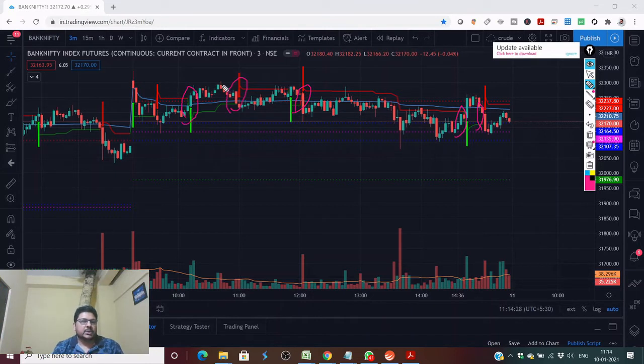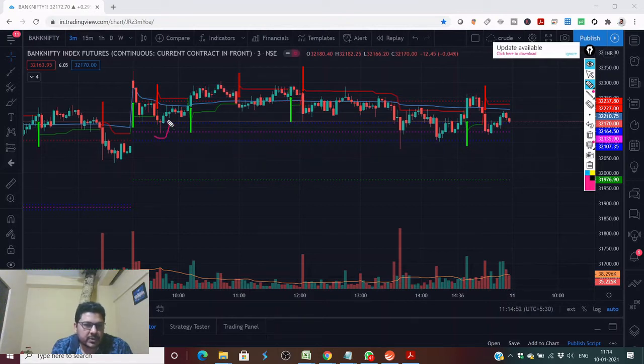Whenever there is a crossover happening more than 1 to 3 times in a day, expect the market to be sideways. That's how I look at it. If you have noticed, the price was going below VWAP, selling, above VWAP, below VWAP, above VWAP, below VWAP, above VWAP. And also there was a central pivot range rejection.